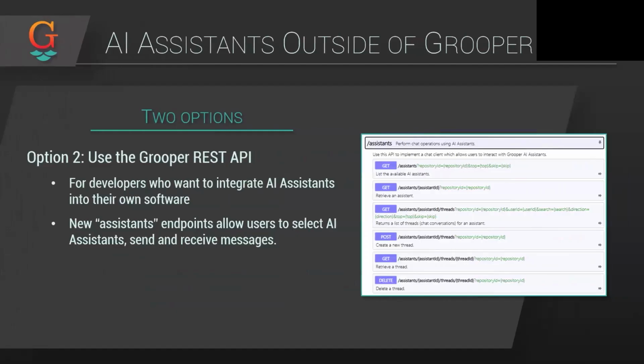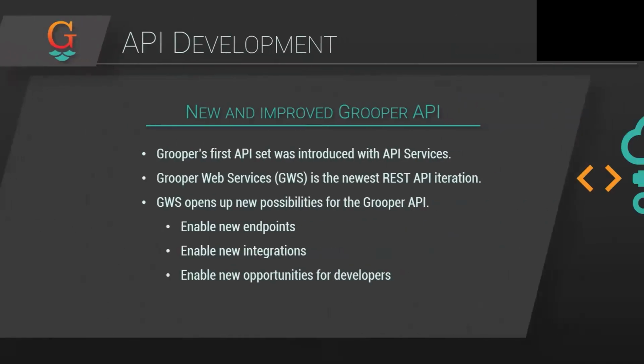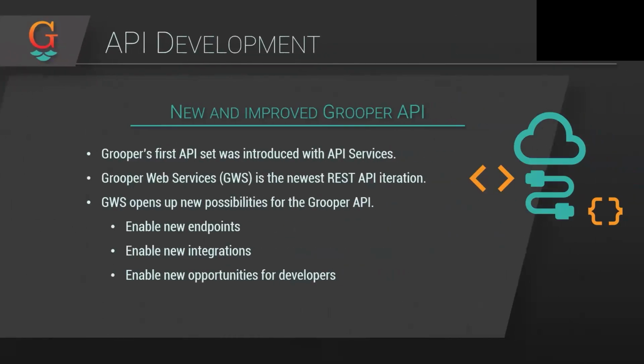The other option is you can use our API. So if you are a developer who's integrating an AI assistant in their own software, you can use the assistants endpoints to select assistants and send and receive messages. And that brings us to our next big development here in this version. We've got a new and improved Grooper API.